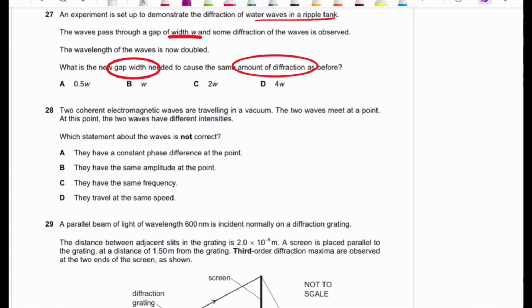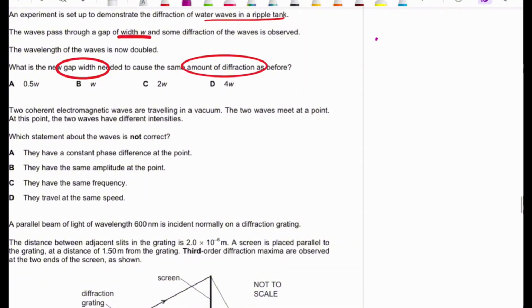So if we're going to double our wavelength, we should also double our width, because the width has to almost remain proportional, approximately equal to the lambda. So if I double the lambda, I must also double the gap width. So the answer is C. Very important for you to understand that.